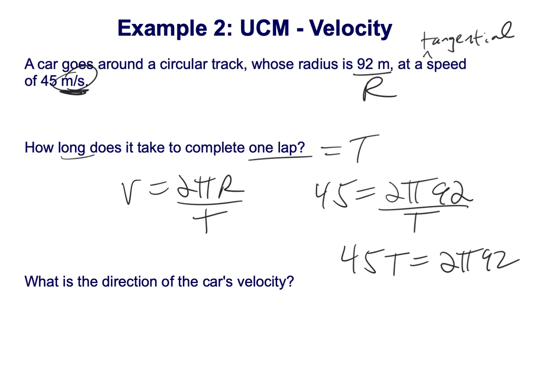And then divide through by 45 on both sides, and I get t equals 12.8, or 13 seconds. What is the direction of the car's velocity tangential to the path? I'm not going to keep on writing that.